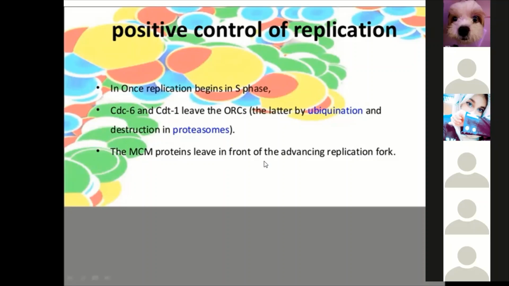The MCM proteins leave in front of the advancing replication fork. So all these licensing factors are present in the nucleus only till S phase. Then they go to the cytoplasm afterwards in G2 phase. And once mitosis takes place, they come back to the nucleus in the daughter cells.